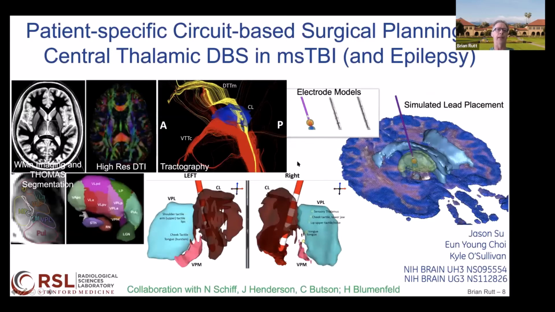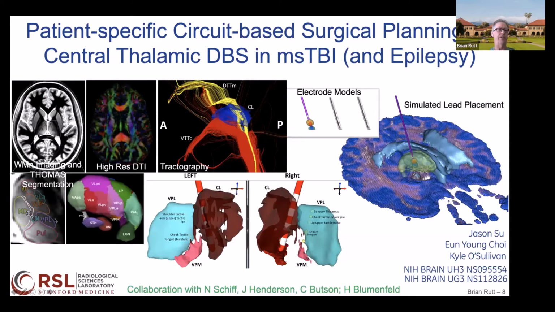This is a study that's led out of Cornell University by Nico Schiff. The principal neurosurgeon is Jamie Henderson at Stanford. Chris Butson is a bioengineer who does the virtual DBS modeling that you can see here. So we combined good quality white matter null imaging with the best possible diffusion imaging that we could get in these patients that are all traumatic. They're all moderate and severe traumatic brain injury patients, so that we combine a structural and a DTI-based approach here.